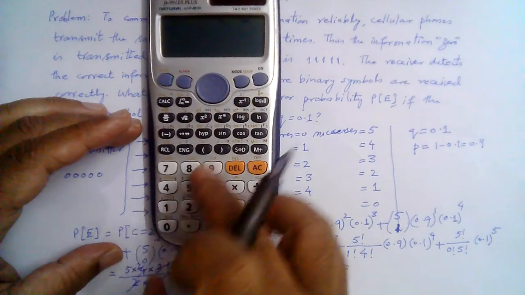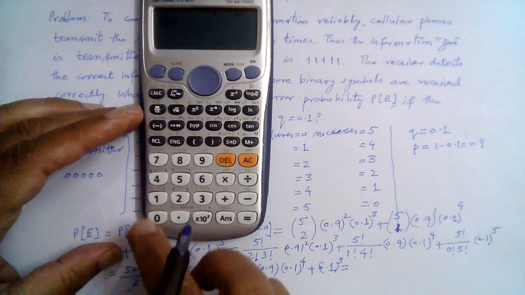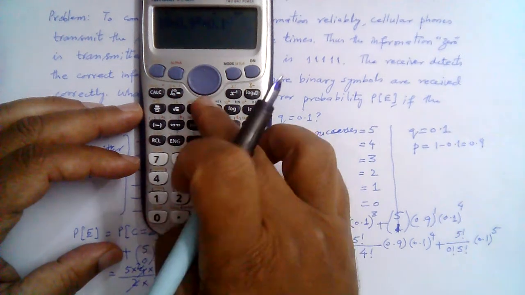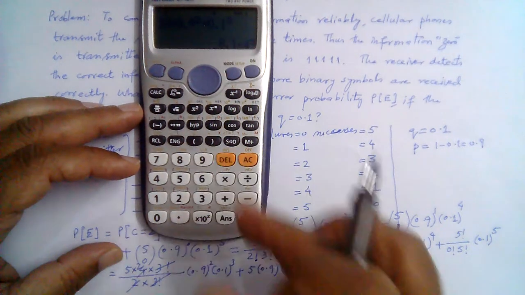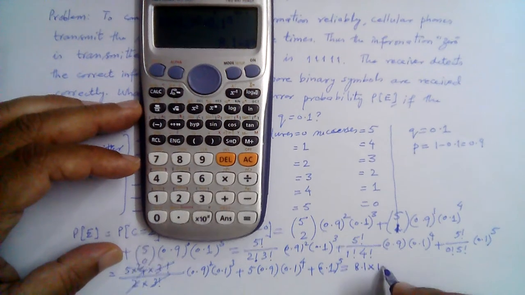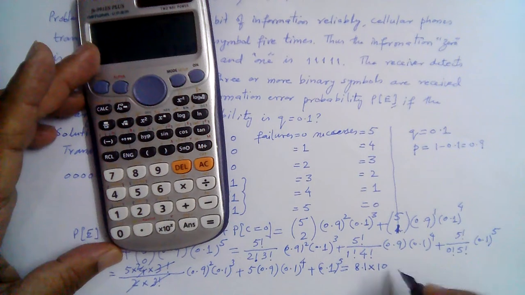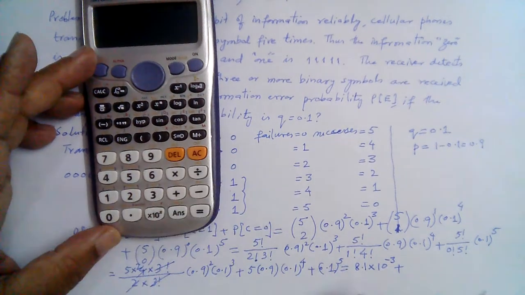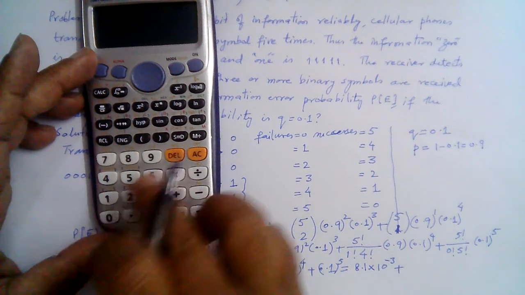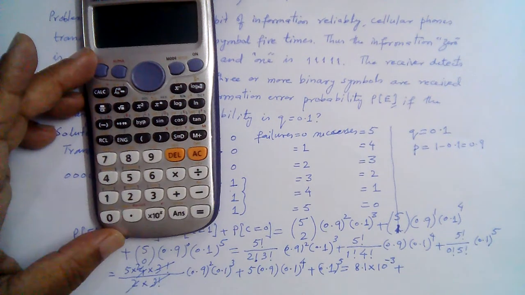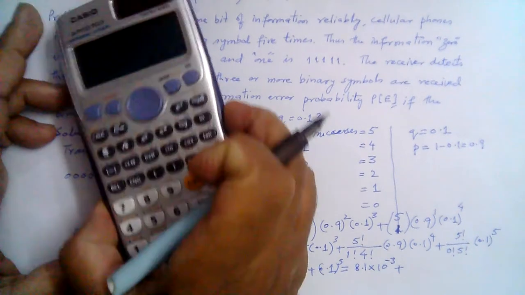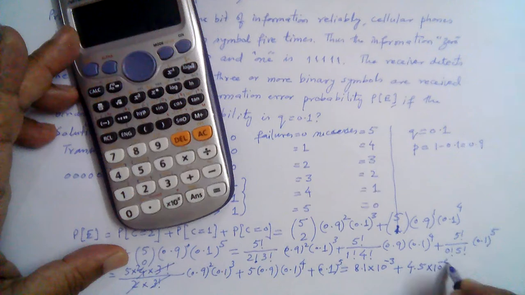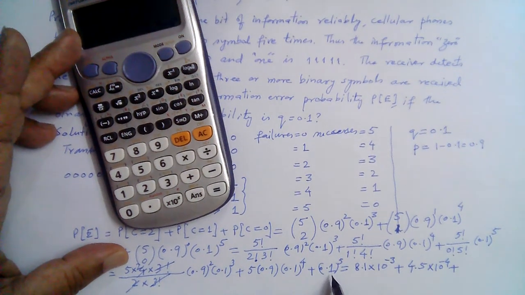So 10 multiplied by 0.9 squared multiplied by 0.1 raised to the power 3. So that gives us 8.1 into 10 power minus 3, right? And plus we have this term, which is 5 into 0.9 into 0.1 raised to the power 4, right? So this is 4.5 into 10 power minus 4, and then the last term 0.1 raised to the power 5.